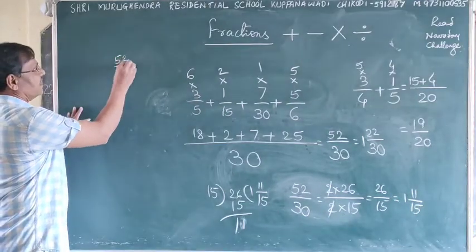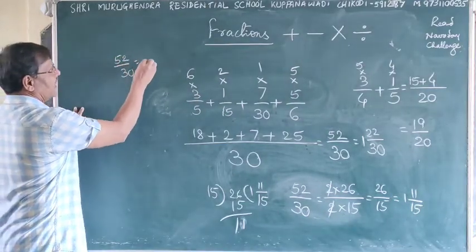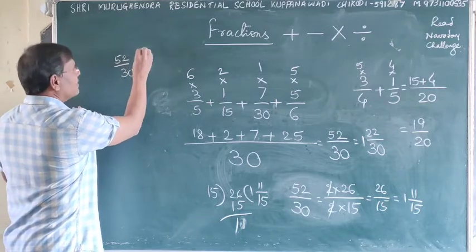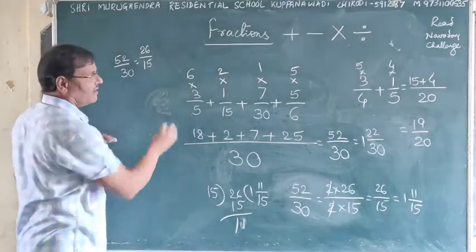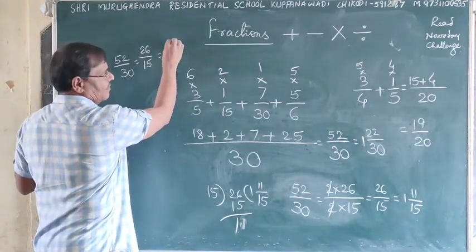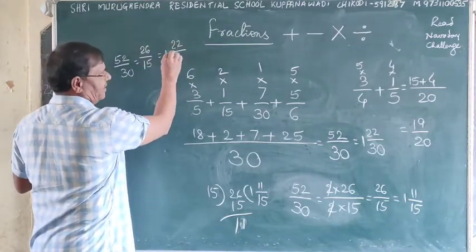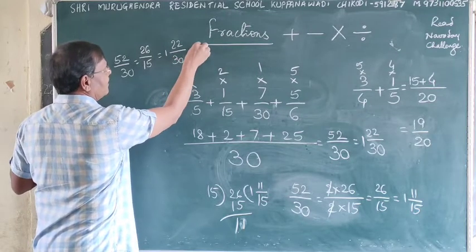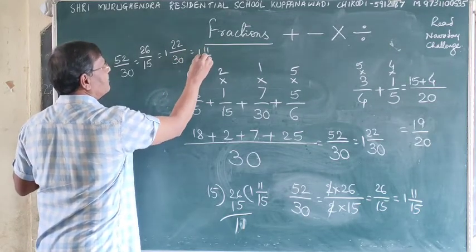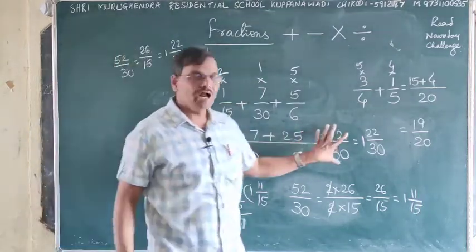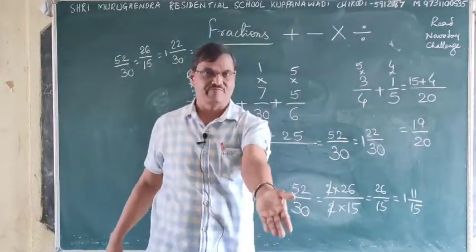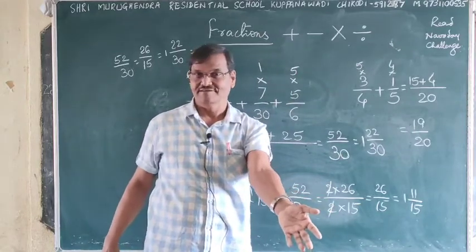52 by 30 is 26 by 15, or 1 and 22 by 30, or 1 and 11 by 15. These are all equivalent fractions. You will learn more in division and multiplication.